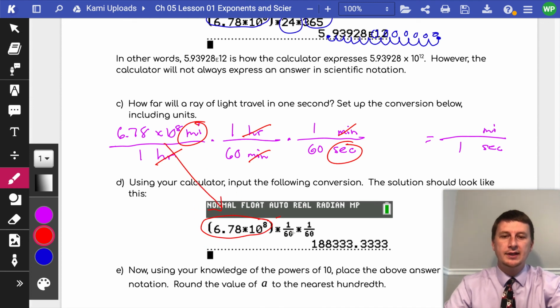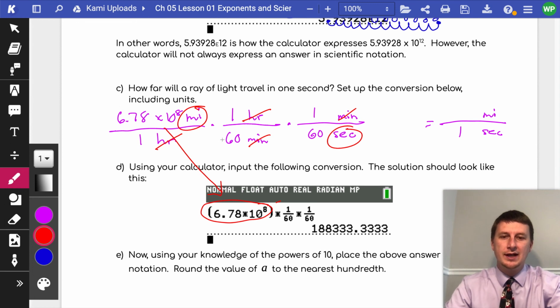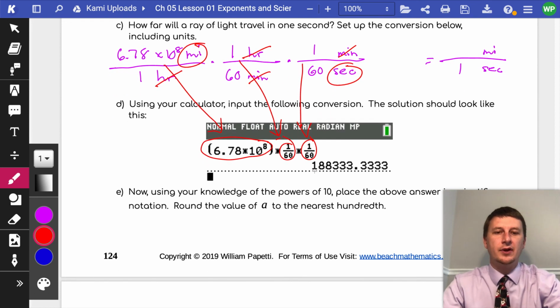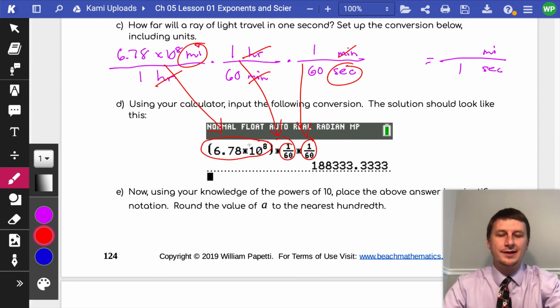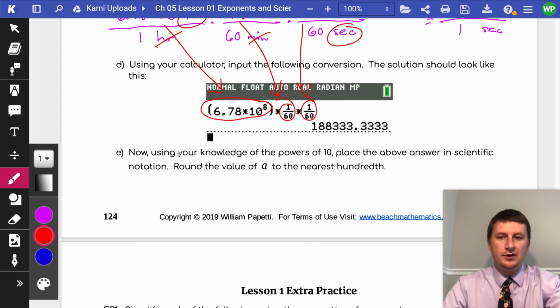And then we need to use that fraction button because we have numbers in the denominator now other than 1. So now we have times 1 over 60, because here's the 1 over 60 right there, times 1 over 60. There's the 1 over 60 right there. That gives you an answer of 188,333 and a third miles in a second. But using your knowledge of the powers of 10, we're going to place that answer in scientific notation.